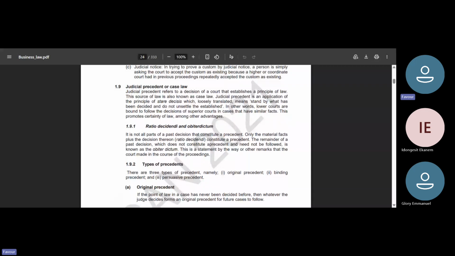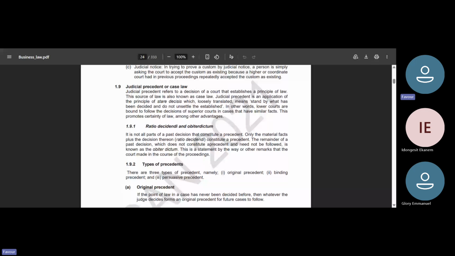Sorry about the pronunciation. But in this case, it is not all the parts of the past decision that are used as a precedent. It's only the material fact. That fact that's about, oh, this particular fact is material enough to this case, so it will constitute a precedent, right? So the remainder parts of the decisions which are not material need not be followed.